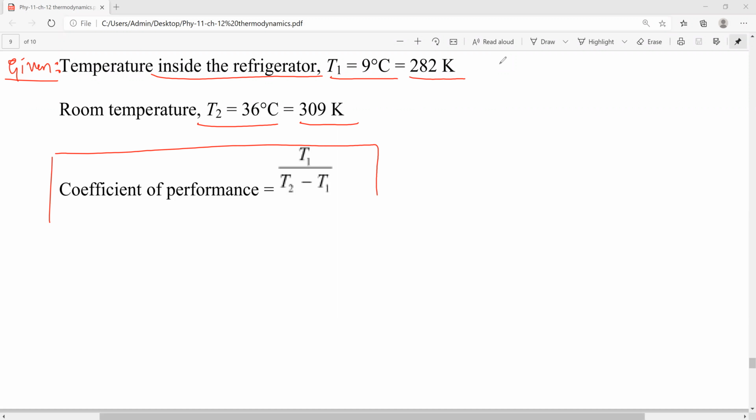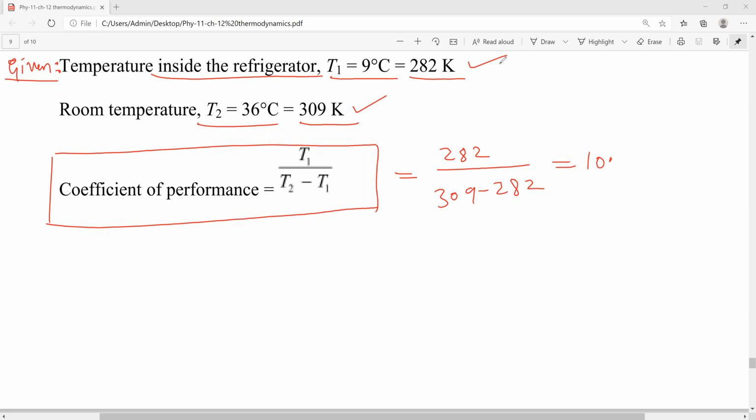The coefficient of performance is given by the formula T1 divided by T2 minus T1. Substituting T1 as 282 and T2 as 309, that is 282 divided by 309 minus 282. When we simplify this, we get 10.44. Therefore the coefficient of performance of the refrigerator is 10.44. You just need to remember one formula.